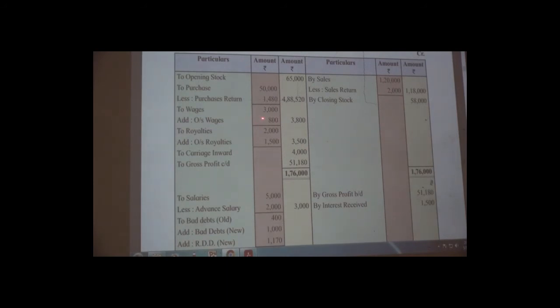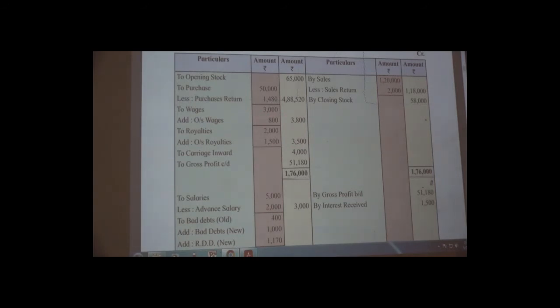Then after royalties next is purchases. Purchases, it is an expenditure for the firm, so it is to be shown on the trading account debit side. So to purchases we have written here rupees 50,000. Okay. Now why is the amount written in the inner column? Is there any adjustment? Yeah. There is no external adjustment, but purchase returns are given in the trial balance. Let us see that item.